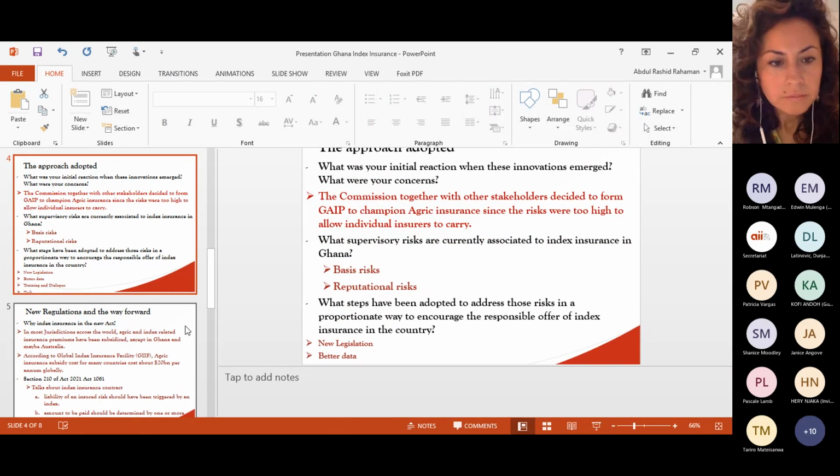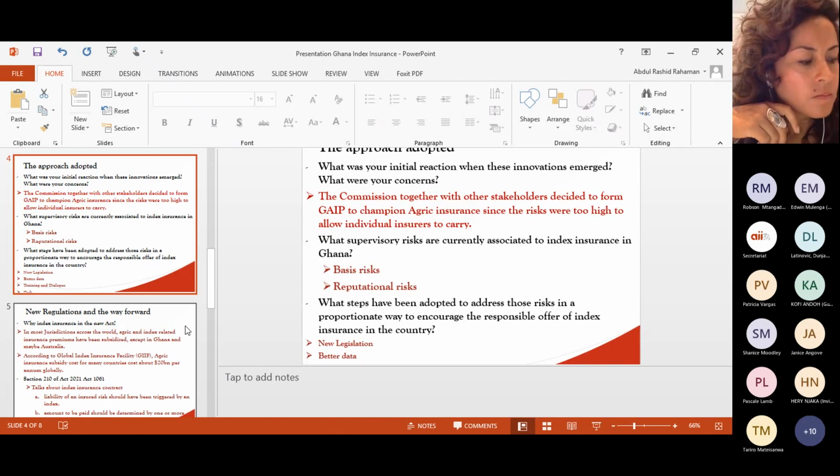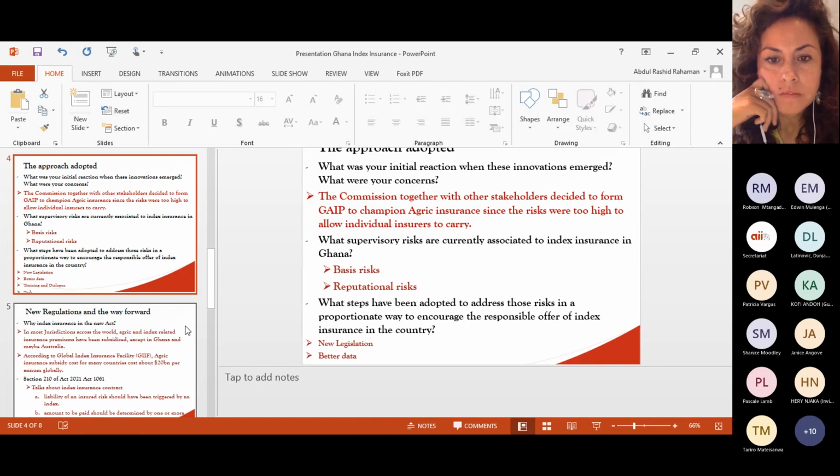In the beginning, when the issues of this came up, Ghana decided not to open the floodgates because agri insurance is a high risk area. Hence, they need to put together the pool so that insurance companies can put together resources to underwrite the products instead of allowing each individual insurance company to underwrite on their own. The supervisory challenges we have, like I said earlier, also include reputational risk and also basis risk in Ghana.